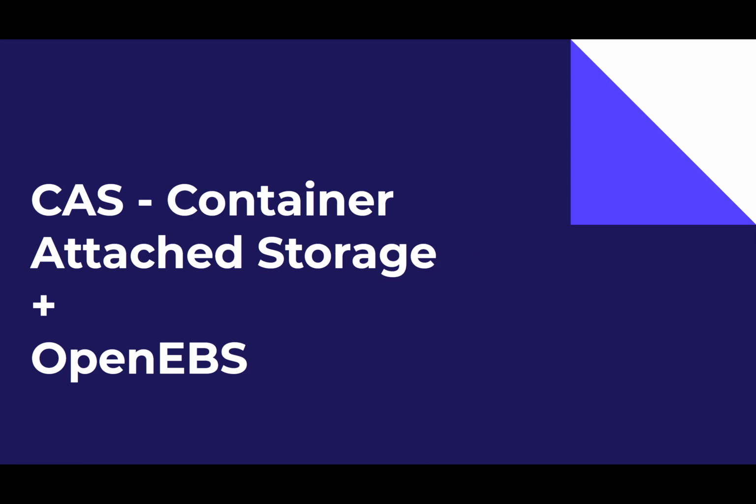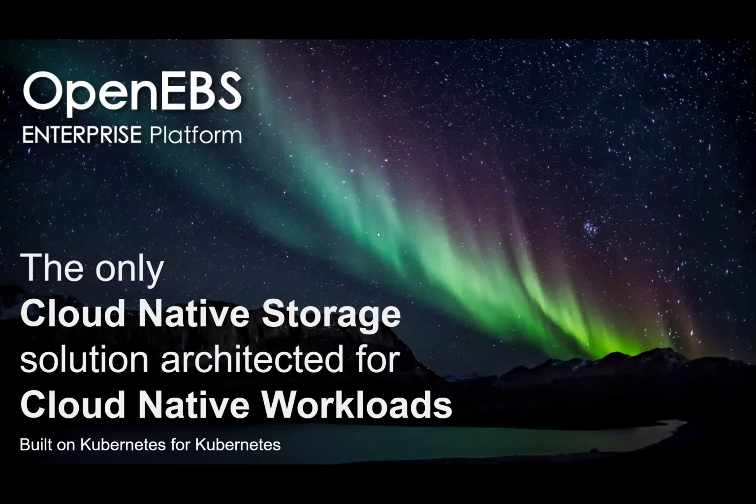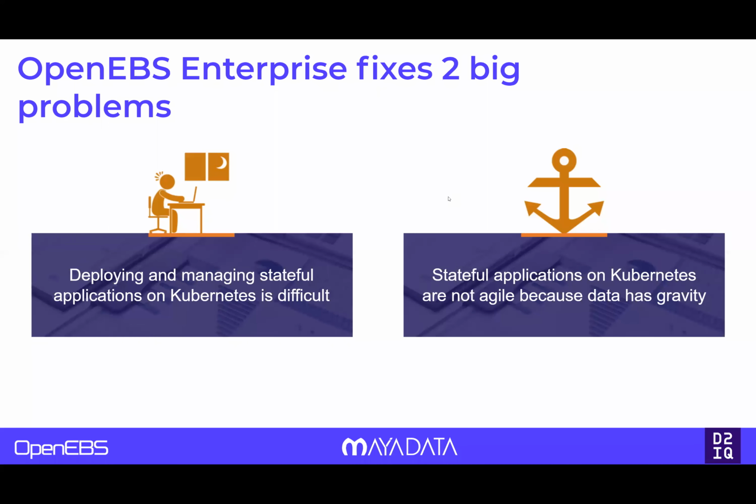To give you an overview of the OpenEBS Enterprise Platform, let's talk about container attached storage. OpenEBS Enterprise is the only cloud-native solution designed and architected specifically for cloud-native workloads. It's built on Kubernetes for Kubernetes. It's built by DevOps engineers, software developers, and SREs for the exact same people. It addresses and fixes two very big problems with Kubernetes.